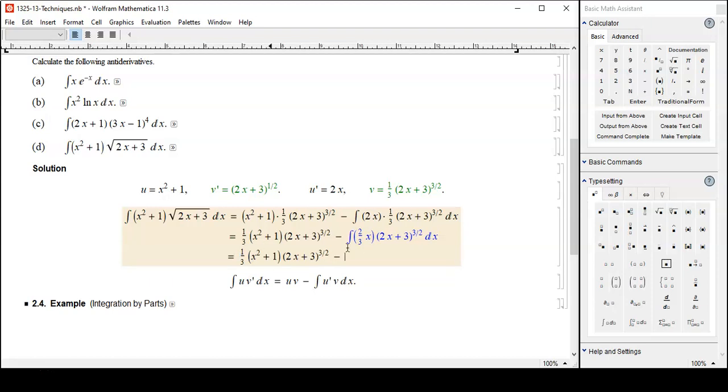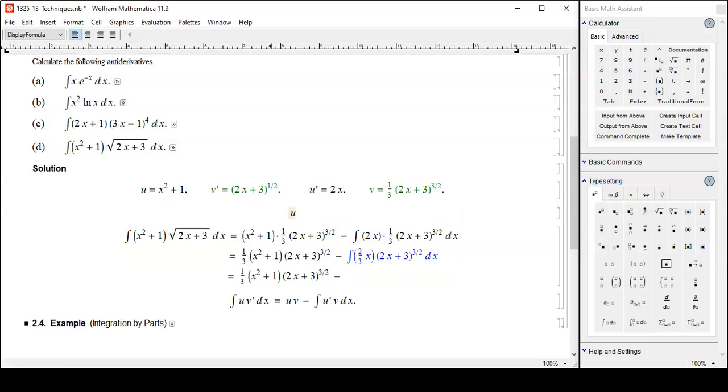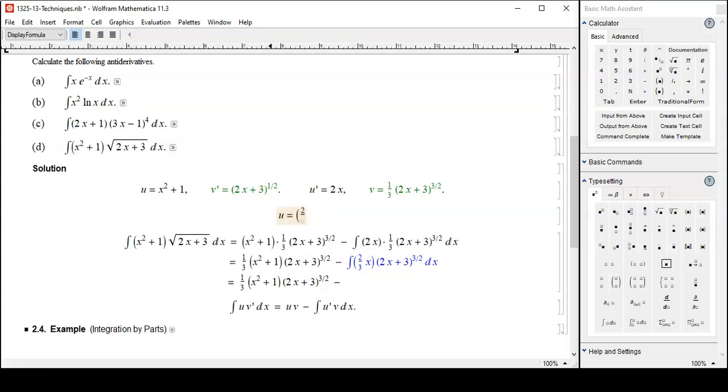And then, oh boy, what do we do with this? What's u and what's v? u is, no, what am I thinking? u is 2/3 x. v prime is (2x plus 3) to the 3/2 power. You see, one more derivative, this will disappear.